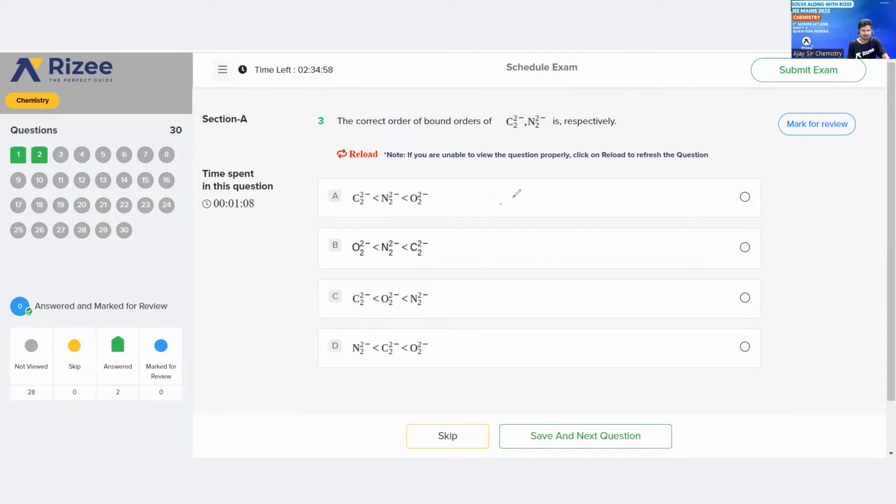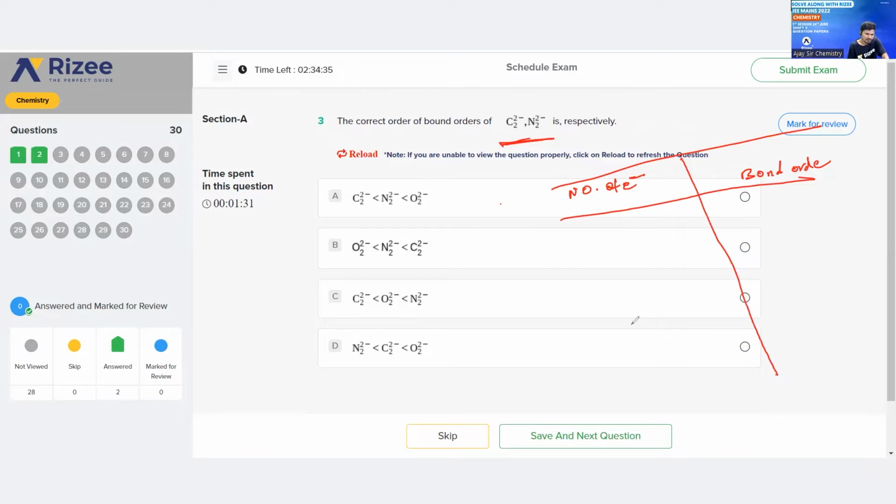If they ask about bond order, I will give one beautiful trick. First of all, write this trick and then we will do the answer. Here I am writing number of electrons, and here bond order. If the number of electrons is 14, then the bond order should be 3. If you go up, decrease by 0.5, and if you go down, also decrease by 0.5.